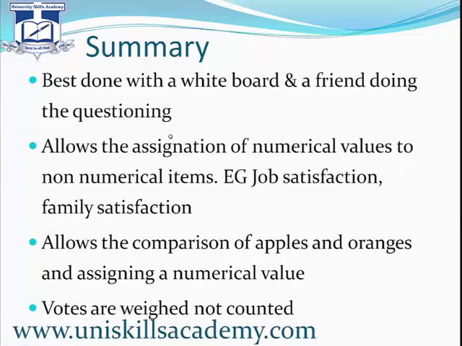Ideally, this decision-making process is best done with a friend or a colleague and a whiteboard, with the friend questioning what your considerations are and then questioning you about your values and writing it down in front of you. The process allows the assignation of numerical values to non-numerical items, for example, job satisfaction. How do you score job satisfaction compared to dollars? Or family requirements. This way it allows you to compare apples and oranges by giving them a numerical value, and you do this by assigning a rank or a value as opposed to the actual dollar figure or whatever the previously set number is, and that's how you compare apples to oranges.